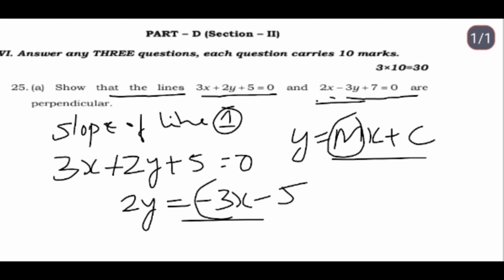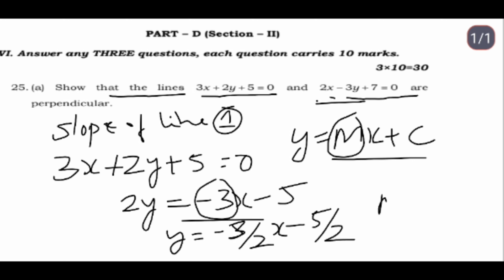According to this equation, you just see this is m. If I modify this equation, y = -3/2 x - 5/2. So m1 is -3/2, m1 for the first equation. We will move on to the second equation.